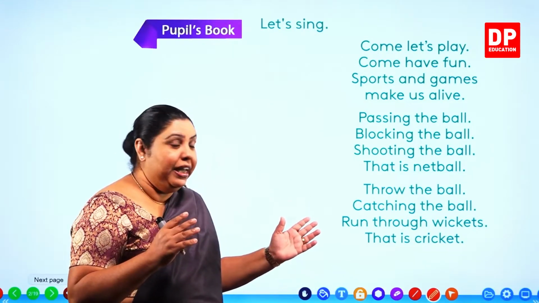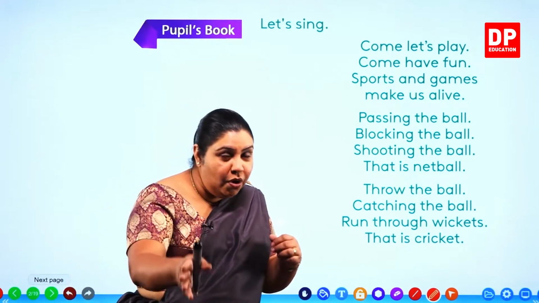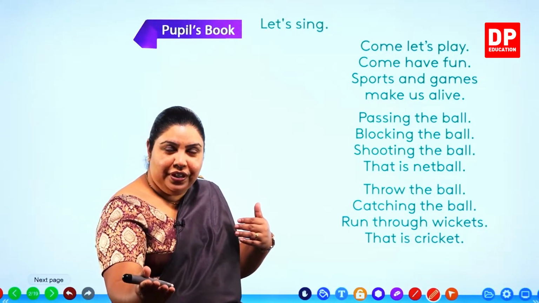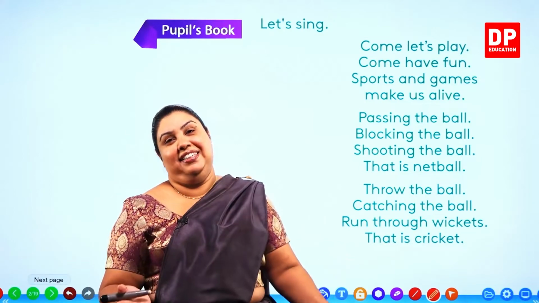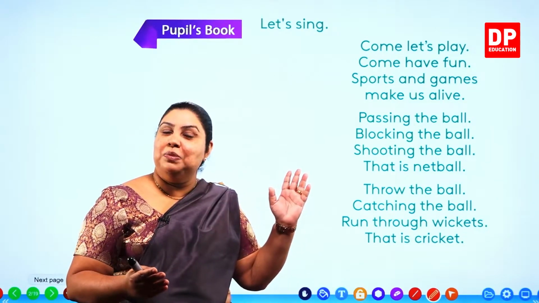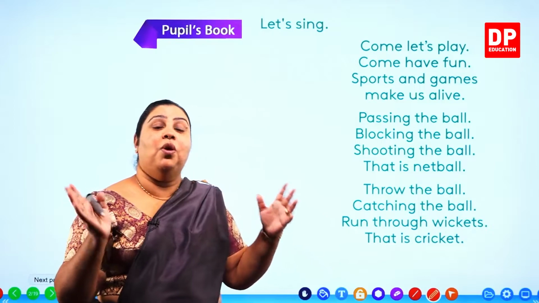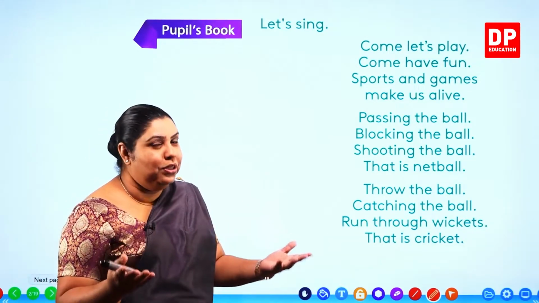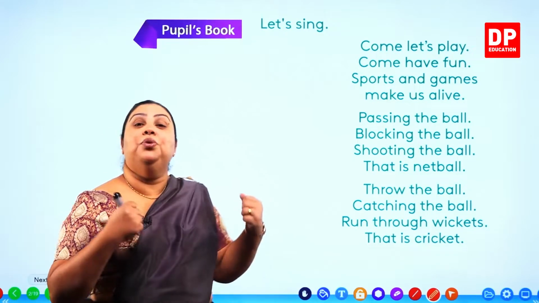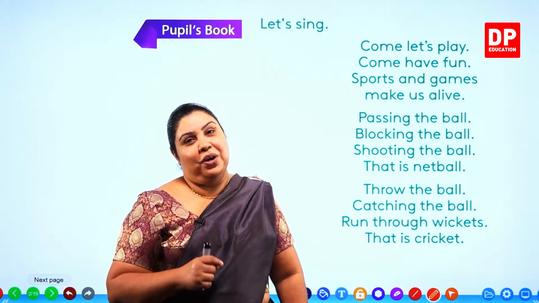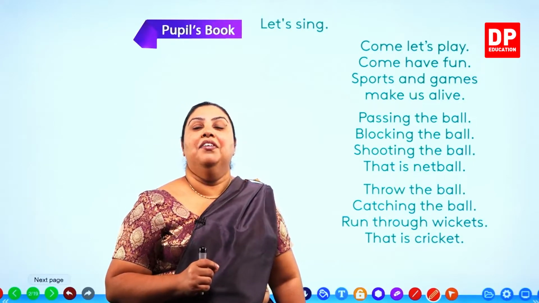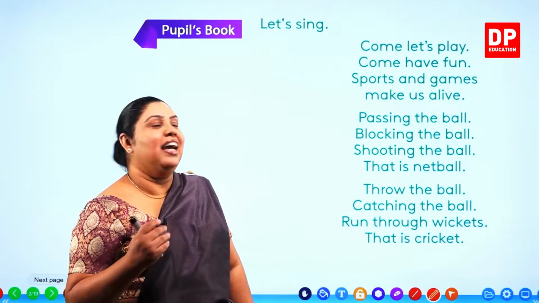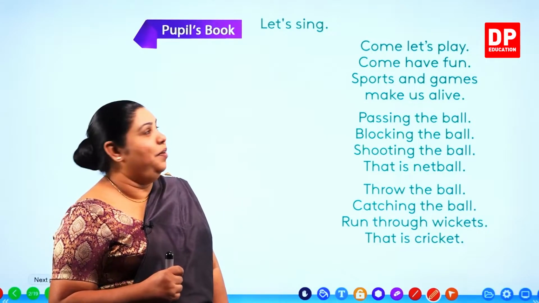Right? So when you play cricket, you throw the ball and then you catch the ball, then you run through wickets, and that is cricket. Right? Now, netball, we spoke that you have to pass the ball, you block the ball, then you shoot. And when you play cricket, you throw the ball, you catch the ball, you run through wickets, and that is called cricket. Very beautiful wordings. Can you see? And they all rhyme with each other. Very nice. Come, let's play.